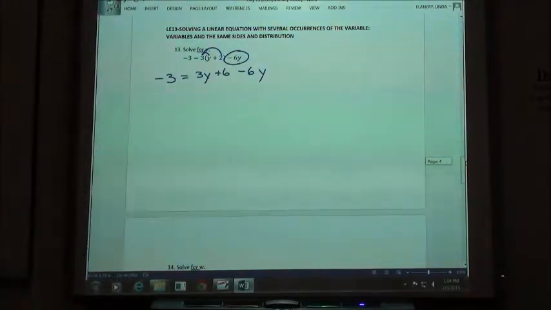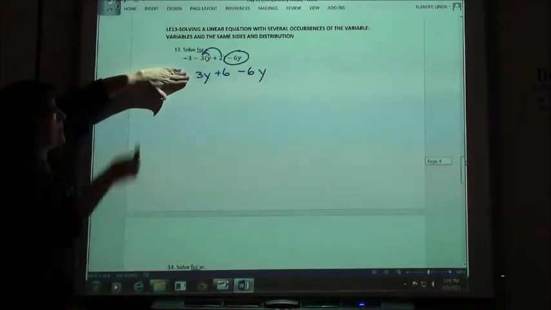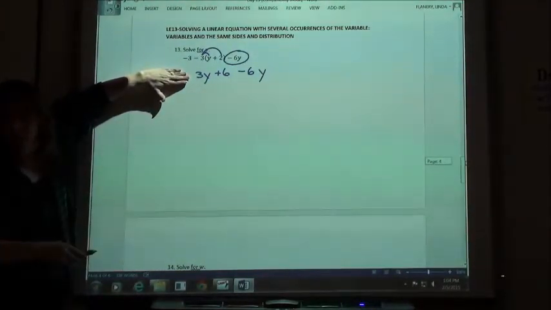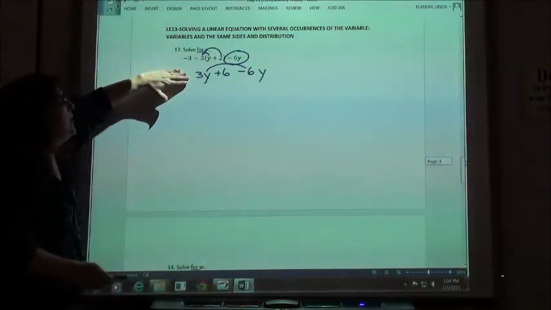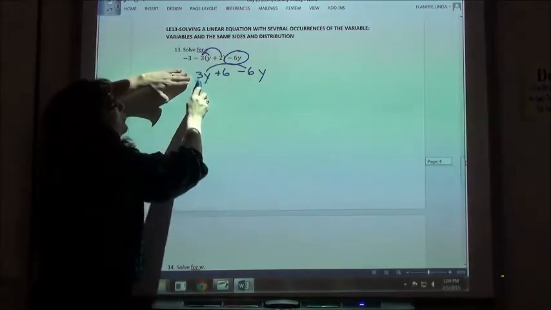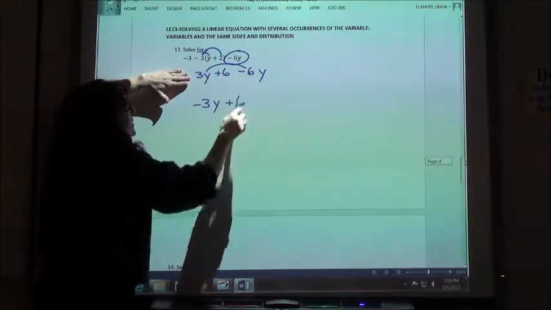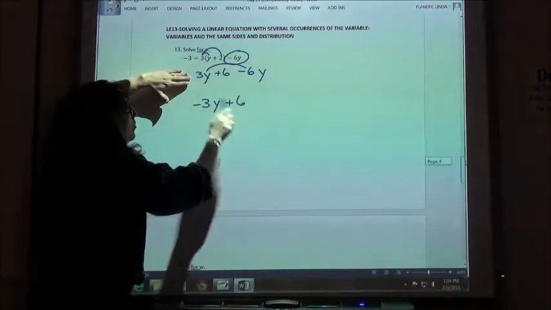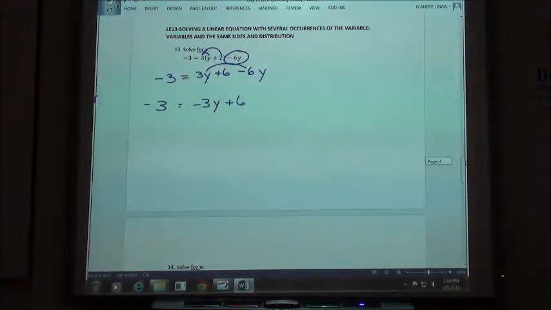Now, my second step is to simplify each side of my equation. This side, obviously, I can't do anything with, but this side is like those problems we did in the previous chapter, combining like terms. We can put these two things together. So we're not changing any signs, we're just combining. 3 minus 6 would be negative 3 plus 6. Now, I can't combine those, so I'm stuck there. So negative 3 equals negative 3y plus 6.